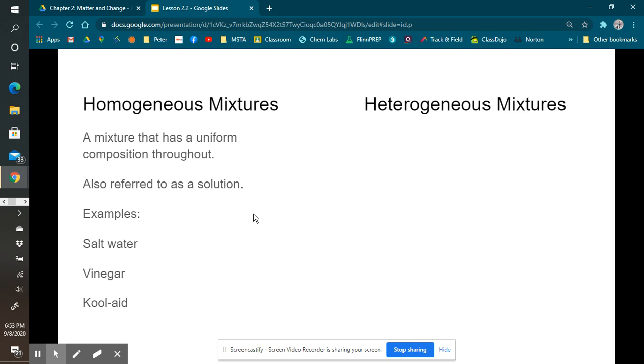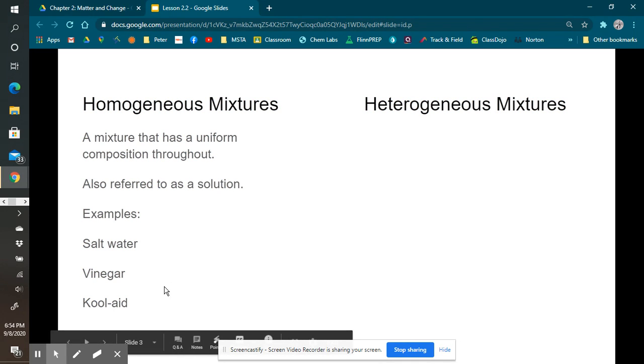Kool-Aid is another example. If it's made properly and it's mixed thoroughly and there's no sugar sitting on the bottom of the pitcher, if it's completely mixed and uniform, Kool-Aid is a solution. It's a sugar water solution, because Kool-Aid really is just flavored sugar. So those are homogeneous mixtures. If you look at those, you can't necessarily tell that there's multiple things in there. It all looks exactly the same.